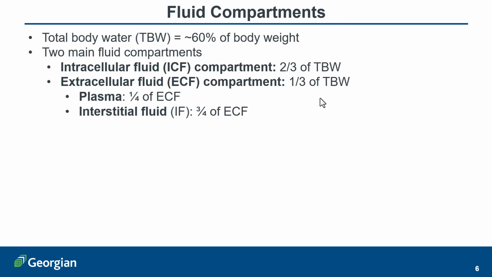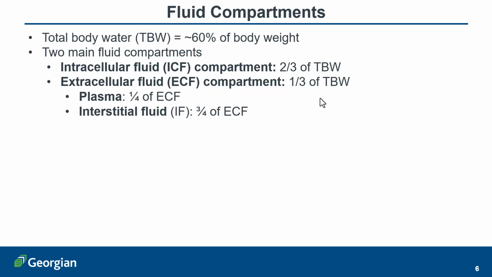Let's move on to the fluid compartments. We've seen this before in A&P 1, but just to remind you, total body water, or TBW, is equal to approximately 60% of body weight. I know that's for males, but we'll just assume that's the case. It's between 50 to 60. We'll just go with 60 for now. There are two main fluid compartments, ICF, or intracellular fluid. That makes up 2/3 of total body water, and ECF, or extracellular fluid, that's 1/3.